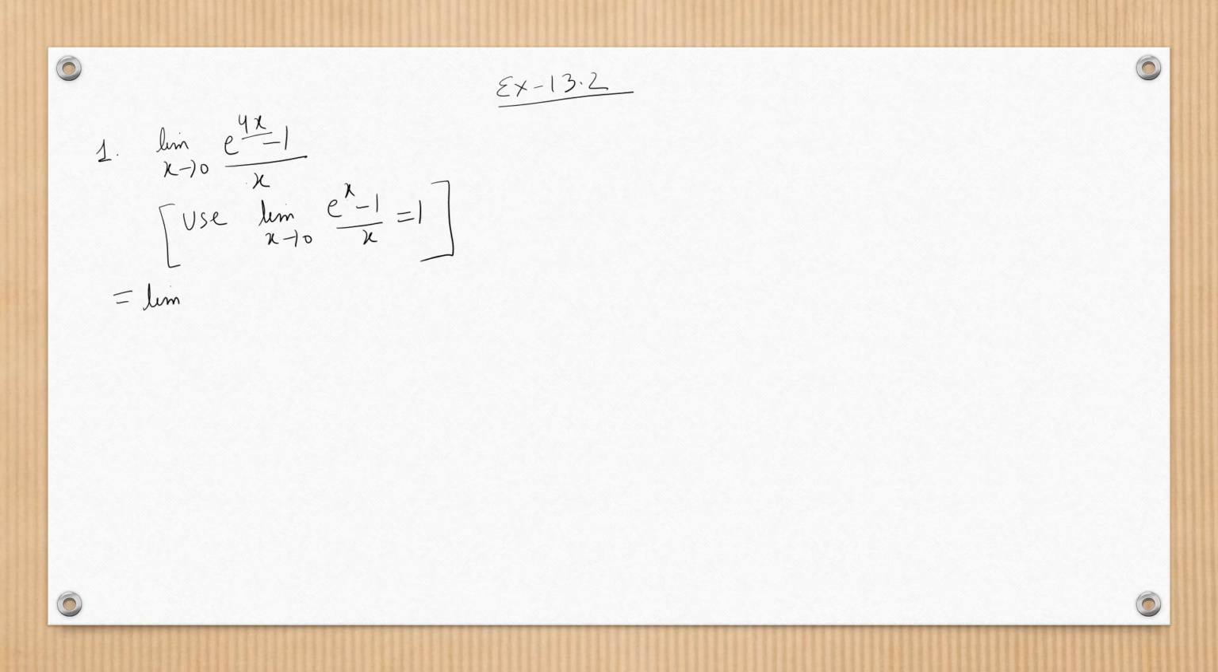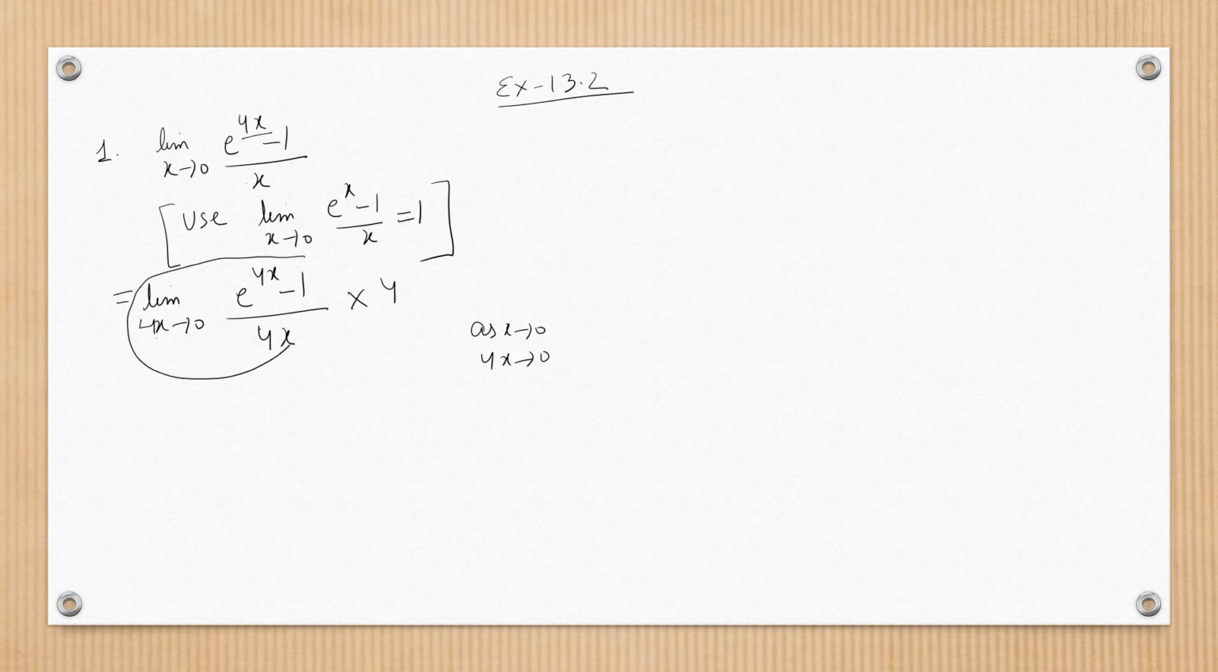Limit x approaches to 0 of (e raised to power 4x minus 1), and divide and multiply by 4. Now as x approaches to 0, 4x also approaches to 0. So here I can write it as 4x approaches to 0. By the above result, this reduces to 1. So 1 into 4, and the answer is 4.